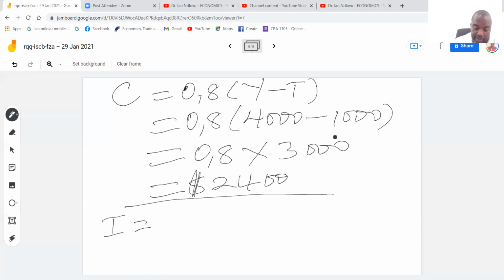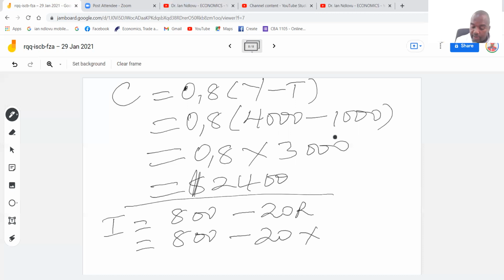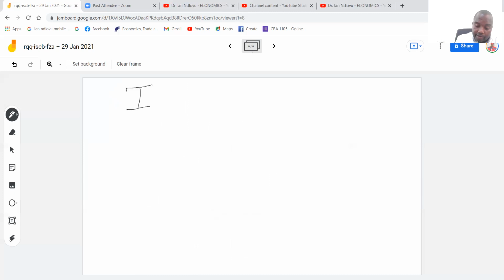How about our investment? We are given that investment is 800 minus 20 R. Our investment is simply 800 minus 20 times 10, because our interest rate is 10% or whatever, but we just multiply by the absolute value of 10. We have got 800 minus 200. This makes our investment $600 at the equilibrium level.